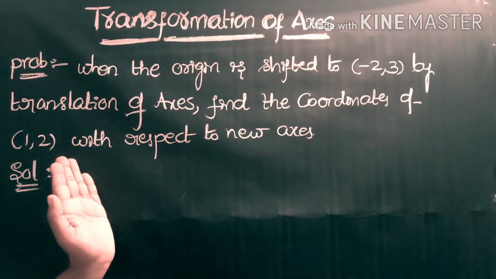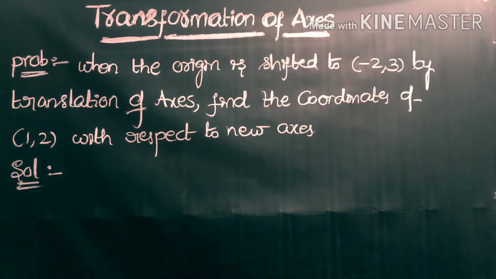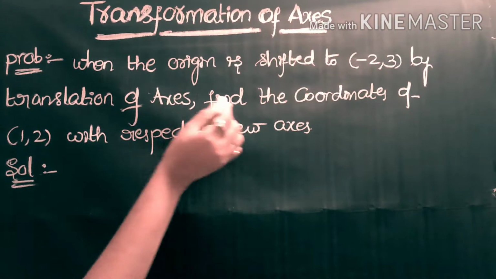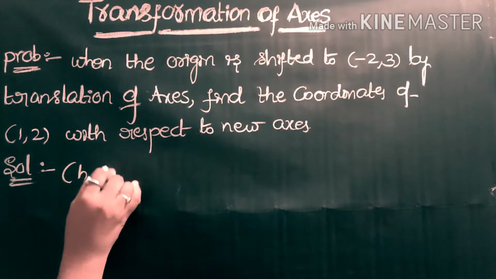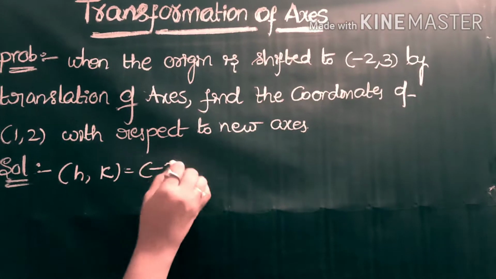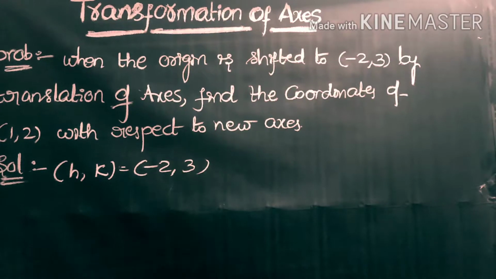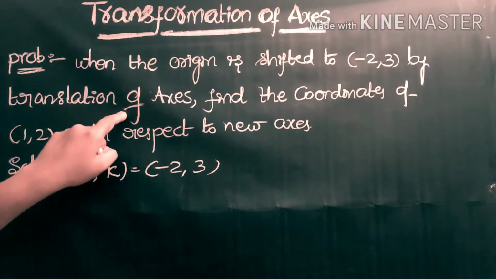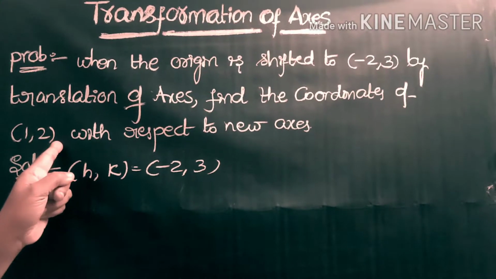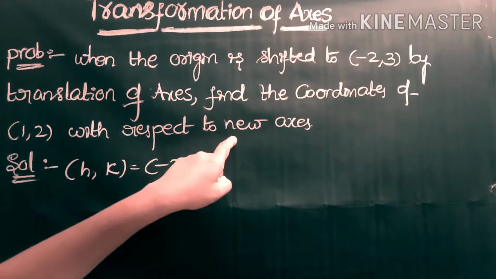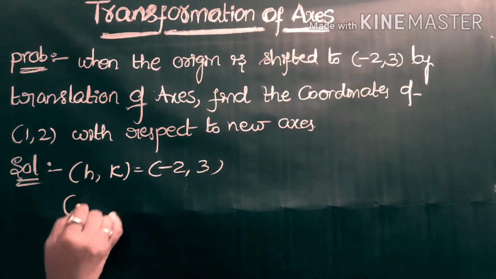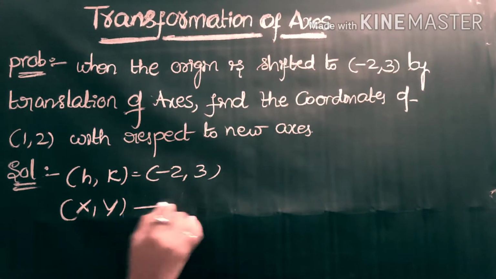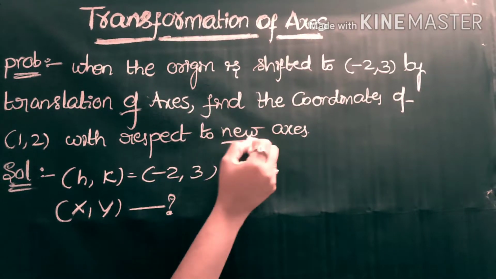Problem: when the origin is shifted to minus 2 comma 3 by the translation of axis, find the coordinates of the point 1 comma 2 with respect to the new axis. Given that the origin is shifted to minus 2 comma 3, we take the origin as h comma k, that is h comma k is equal to minus 2 comma 3. We want to find the values of capital X comma capital Y with respect to the new axis.